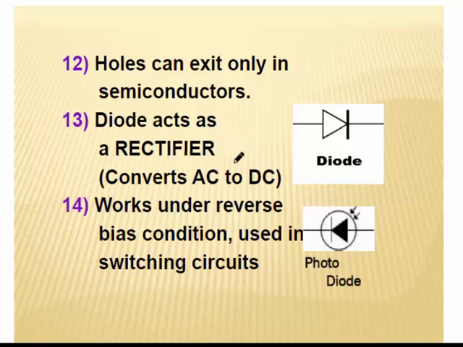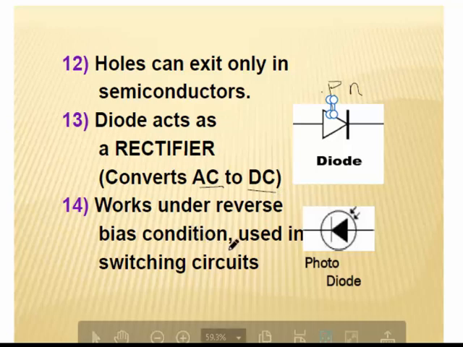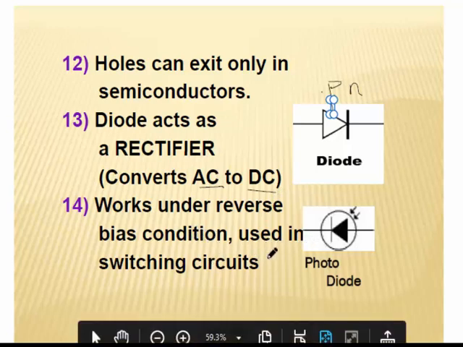Diode as a rectifier. What is a diode? A diode is a PN junction. You can see the PN junction. When P type and N type are joined, a junction is formed and it is called a PN junction or simply a diode. Diodes are used for rectification. Rectification means conversion of AC to DC. Under reverse bias condition, it is used in switching circuits.